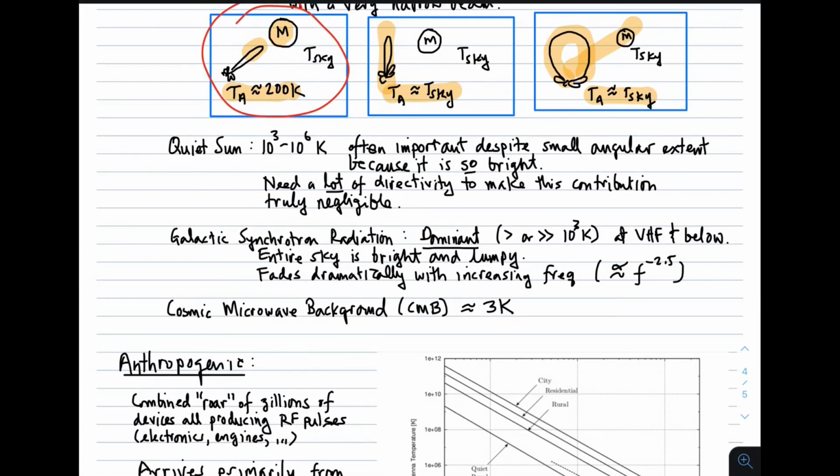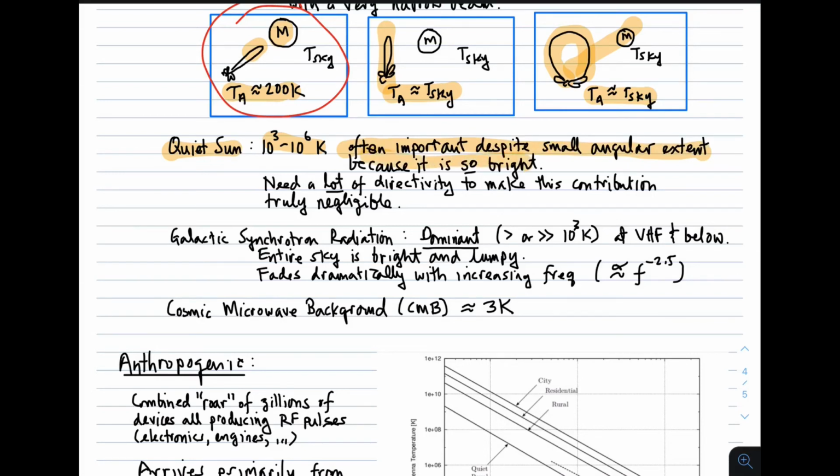Now those are all what we call thermal noise mechanisms. In other words, the noise that we're accounting for there is due to temperature. But there are also non-thermal mechanisms that are natural. And these include the quiet sun, which can contribute a brightness temperature between 1,000 Kelvin and 1,000,000 Kelvin, depending on the state of the sun at any given time. And this is the quiet sun. When the sun is active, then this can be spectacularly greater. But the quiescent quiet sun, somewhere between 1,000 and 1,000,000 Kelvin or so. And this is often important despite the small angular extent of the sun, because it is so bright.